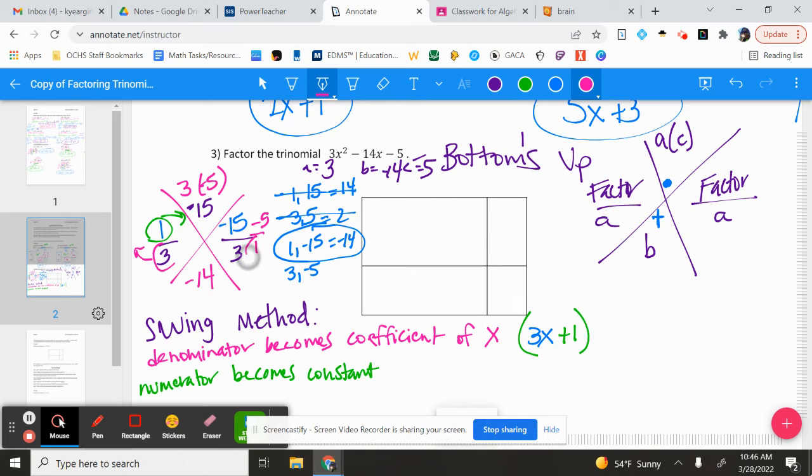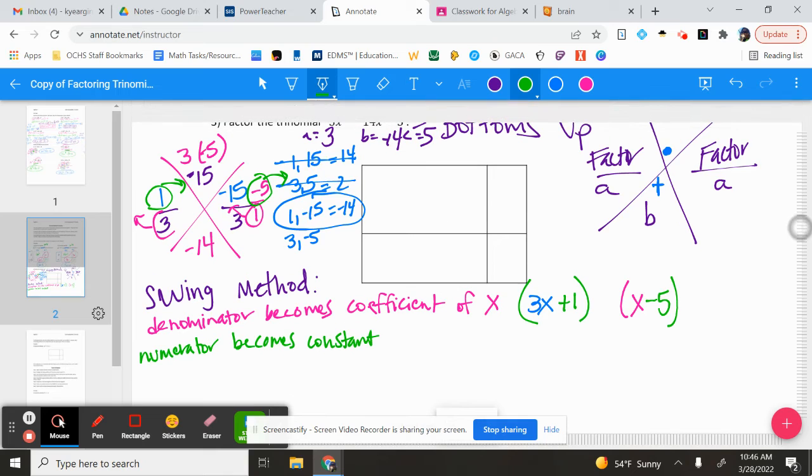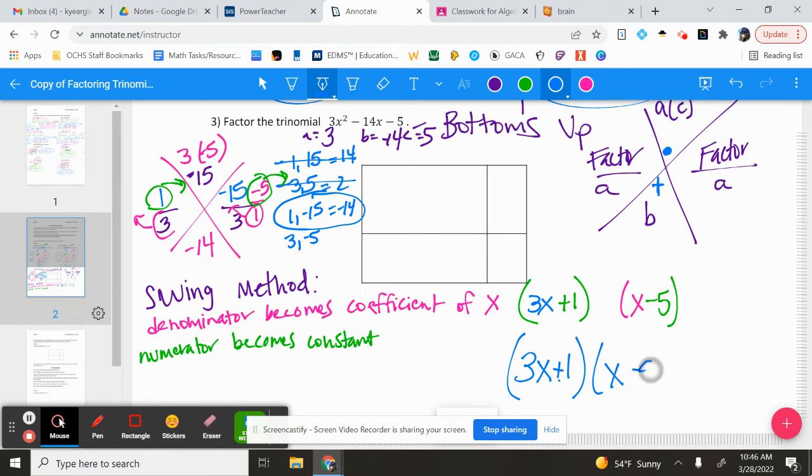Then I can look at my swing method. 1 becomes my denominator and swings back to be 1x, and negative 5 is my numerator that swings forward to become the constant. So to find the two factors of 3x squared minus 14x minus 5, those two factors are going to be 3x plus 1 and x minus 5.